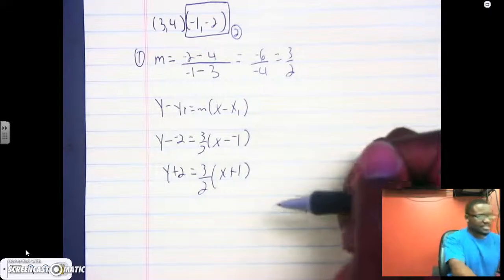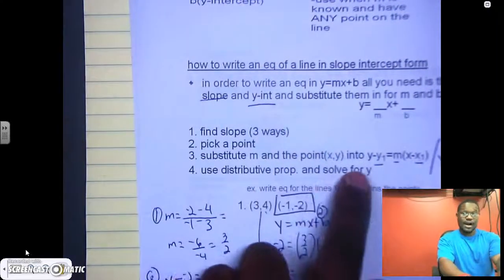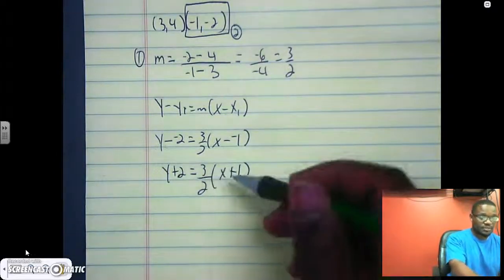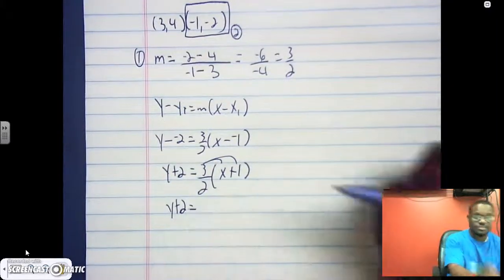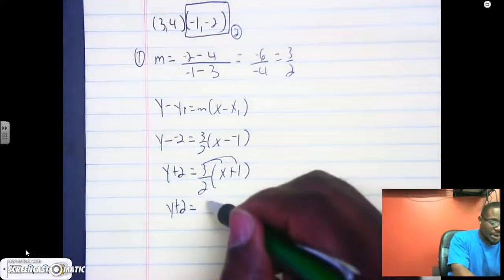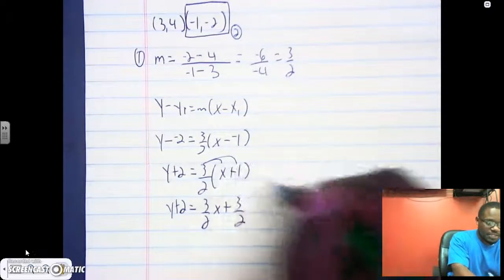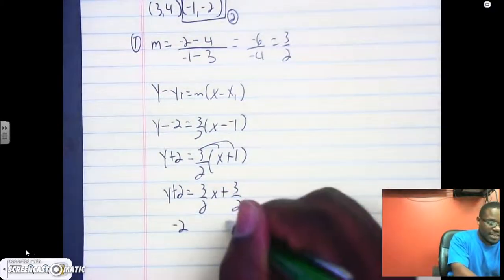The next step tells you to use the distributive property and solve for y. That's 2 steps really in one. Distributive property only deals with parentheses, so that means this over here. So the y plus 2 just comes down. It doesn't get to play on that step. Distributive property gives me 3 over 2 x plus 3 over 2 when I multiply those two. And the next thing I do is subtract 2 from both sides.